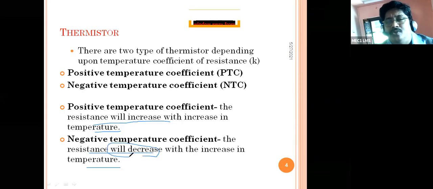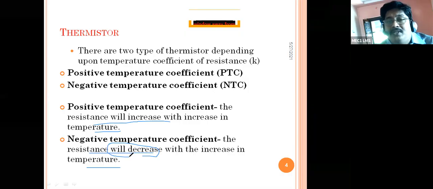Obviously, don't get confused here. Both are the same type of device, but by function we call them a positive temperature coefficient and a negative temperature coefficient. In the positive temperature coefficient, for example, the temperature increases by 5, 10, 15, 20 degrees centigrade, and thereby automatically the resistance also increases. Once the resistance increases, thermal energy develops, and thereby the temperature increases.